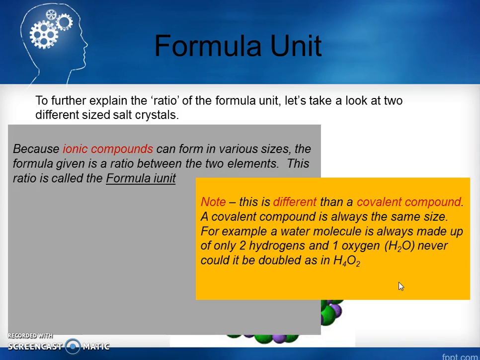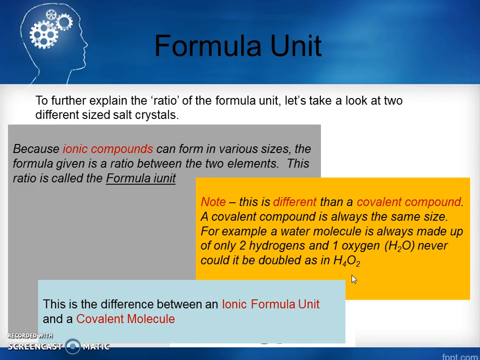Note, this is different than a covalent compound. So recall, covalent compounds are made by nonmetals, and ionic compounds here are a metal and a nonmetal. So the covalent compound is always the same size. For example, a water molecule is always 2 hydrogens to 1 oxygen. You never could have a water molecule that has 4 hydrogens to 2 oxygens. It wouldn't happen. This is the difference between an ionic formula unit and a covalent molecule.